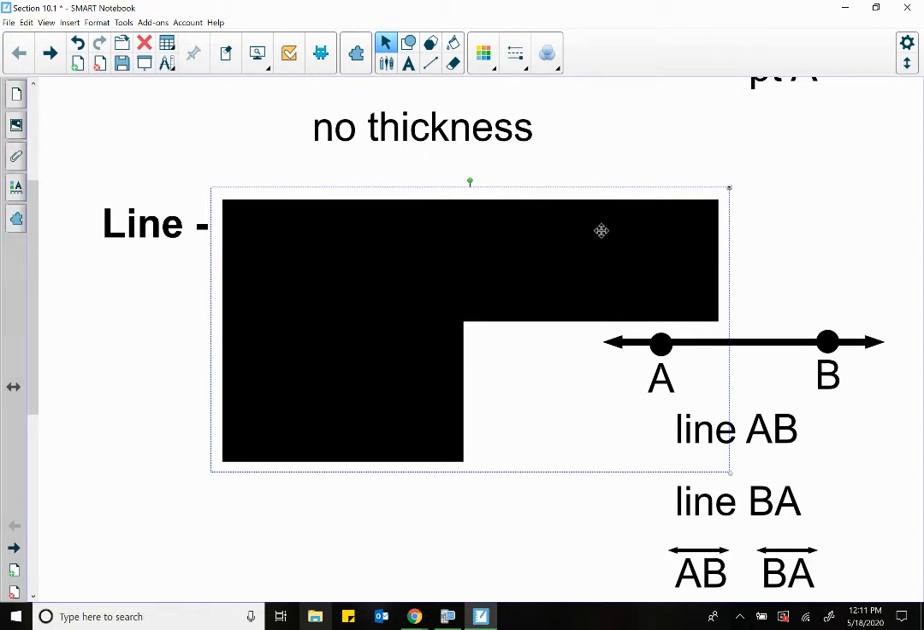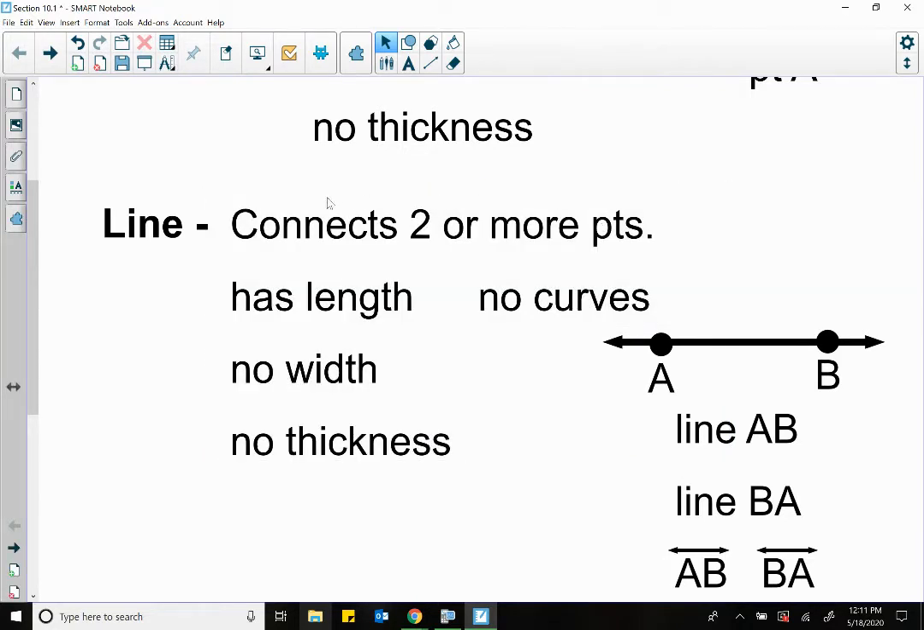But a line for us, here's what we know. It connects two or more points. Okay. It has no curves. So, in other words, meaning straight. But we say no curves. It has length, but no width and no thickness.